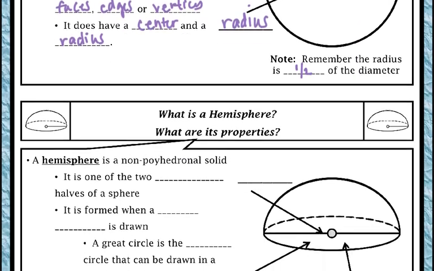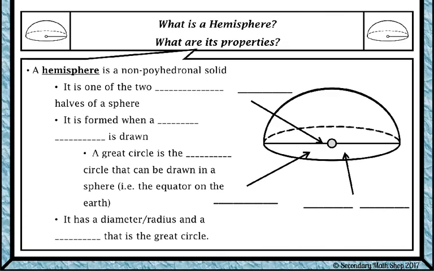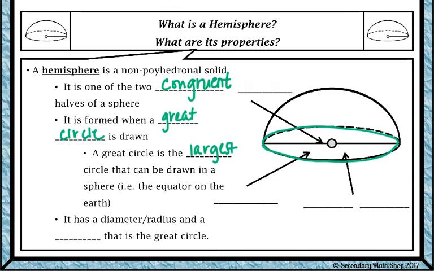All right, let's take a look at the definition of a hemisphere. And for good measure, we'll switch colors. It is one of two congruent halves of a sphere. So it's a sphere cut in half. It is formed when a great circle is drawn. The great circle is the largest circle that can be drawn in a sphere, for example, the equator of the Earth. So right here, this is the great circle. And the reason it's called the great circle is because it's the biggest.